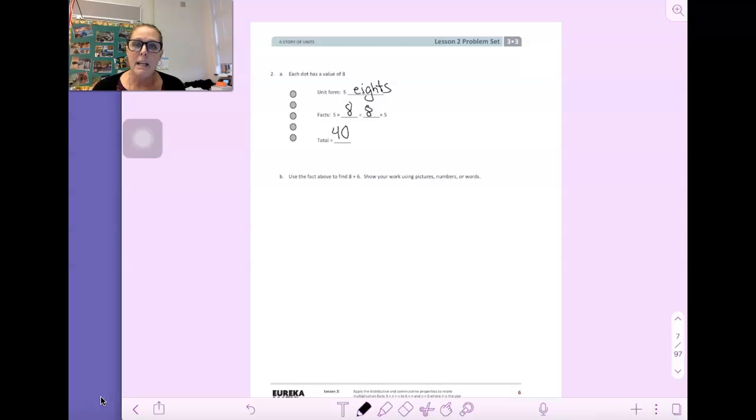For letter B, we're going to use that 5 fact to find 8 times 6. And we can show our work using pictures, numbers, or words.